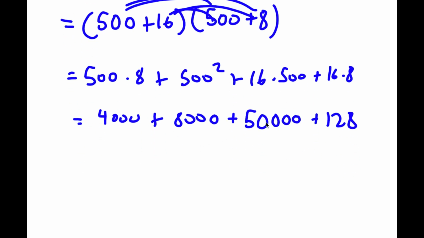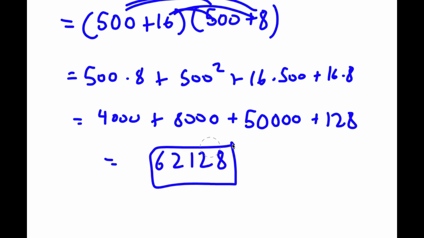So I have 4,000 plus 8,000 plus 250,000 plus 128. 4,000 plus 8,000 is 12,000. 12,000 plus 250,000 is 262,000. And 262,000 plus 128 is 262,128. So this is my answer.